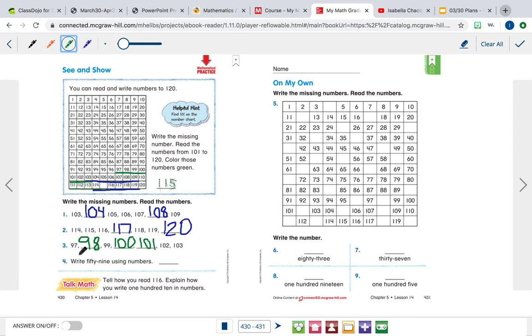Okay. Now it says write 59 using numbers. So let's find where 59 is. Well, we're looking at 50. 50 is in the tens place. So we're going to go where the 5s are.